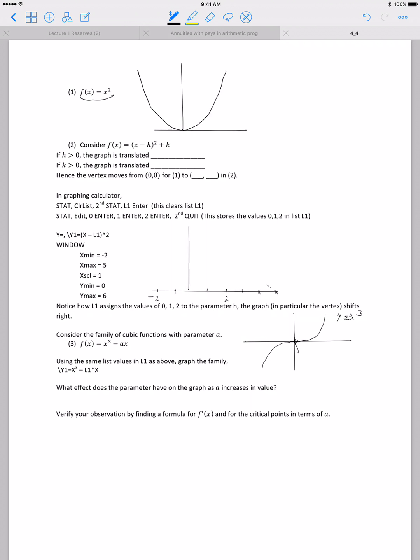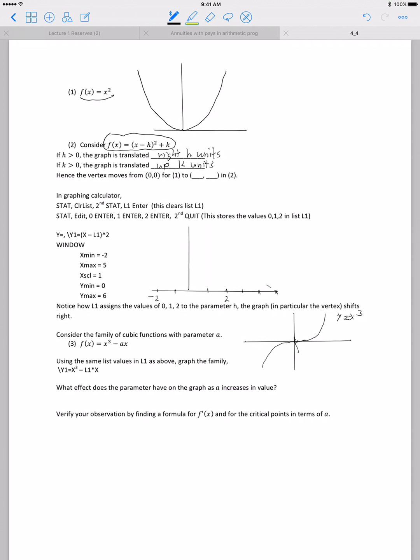So if we consider number 2, f of x equal to (x minus h) squared plus k, by replacing the input variable x with x minus h, if h is greater than 0, this will translate the graph to the right h units. The k, on the other hand, is added to every y value. So if k is greater than 0, the graph is translated up k units. So that's the vertical translation.